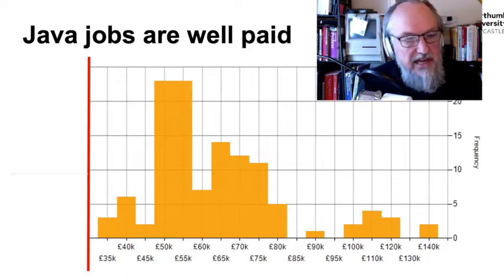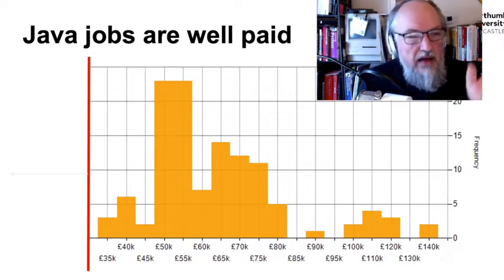This was from 2019. You see, on average, it's kind of 50k. There's a lot of programmers who earn 50k. The average is close to 65, 70. But you can see the programmers end up earning over £100,000 a year.